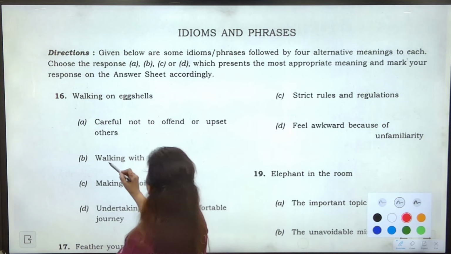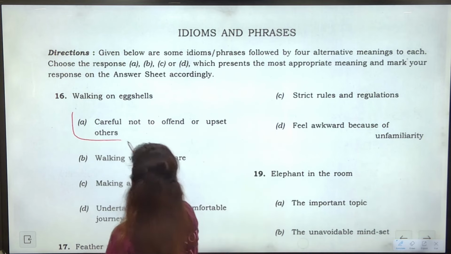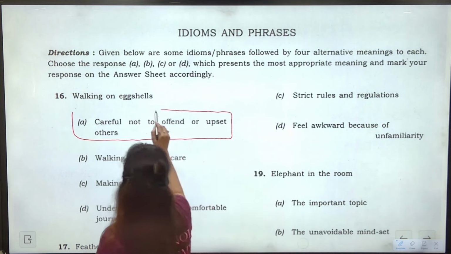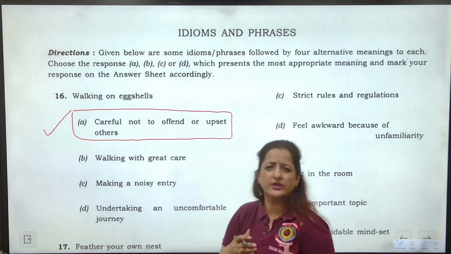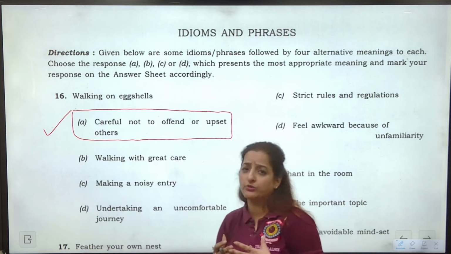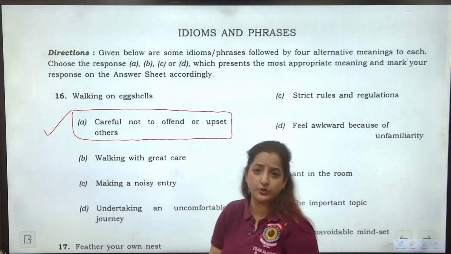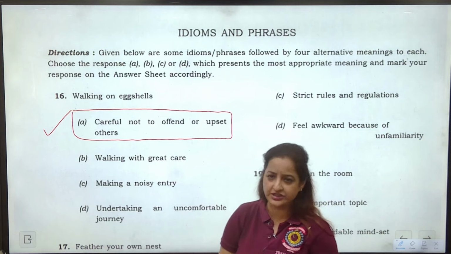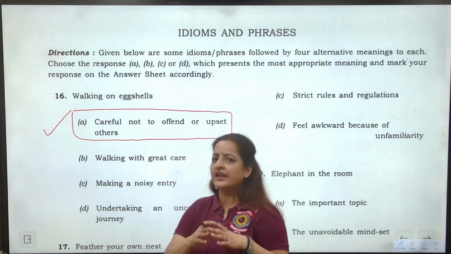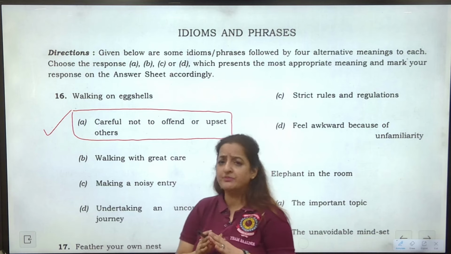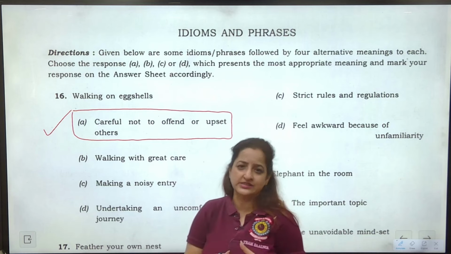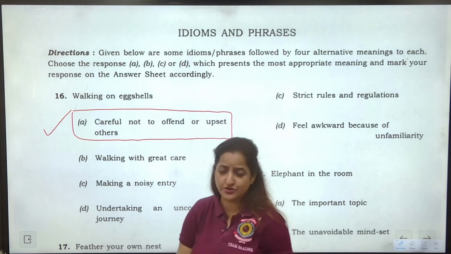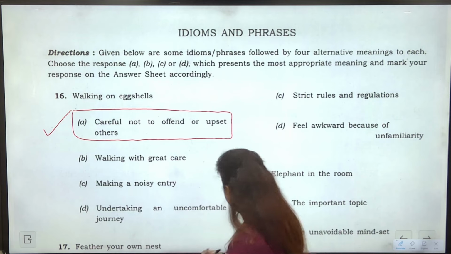Yes, it is careful, but it is not bravo. Answer is alpha. Careful not to offend or upset others. फूंक फूंक के कदम रखना ताकि किसी को बुरा ना लग जाए, कोई आपकी बात बुरी ना लग जाए. That is walking on eggshells. And I must say, in any relationship, अगर आपके relationships ऐसे हैं कि you have to walk on eggshells, it's really not worth it. You should not be in that relationship.